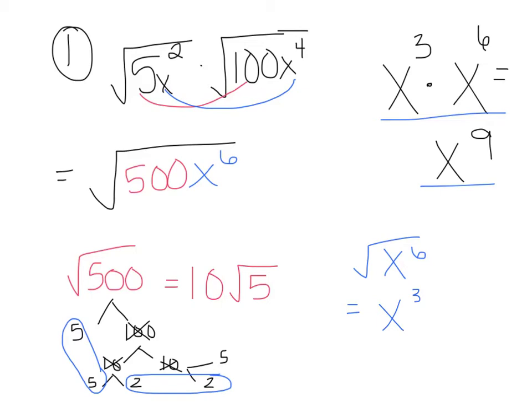And now we're going to put our two answers together here and here. So we have a 10x cubed on the outside. Square root of 5 is your final answer.